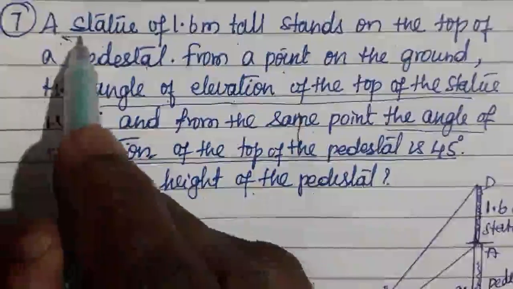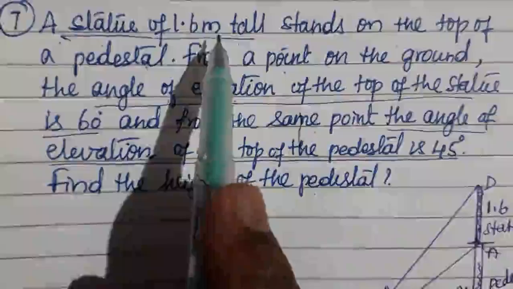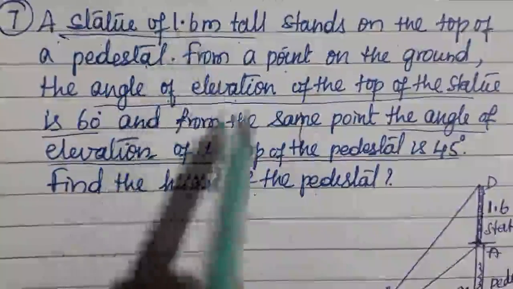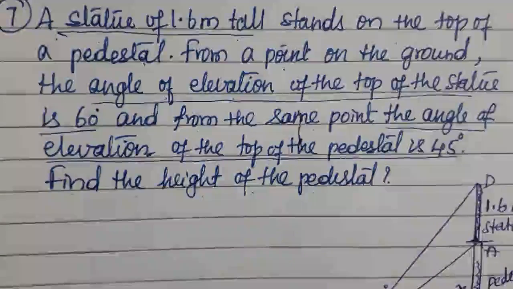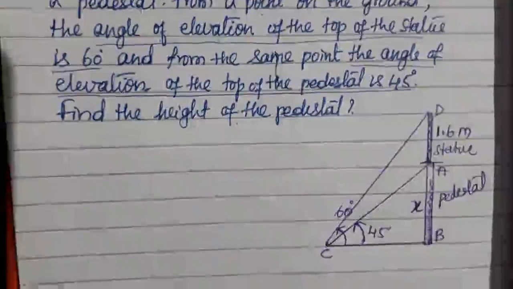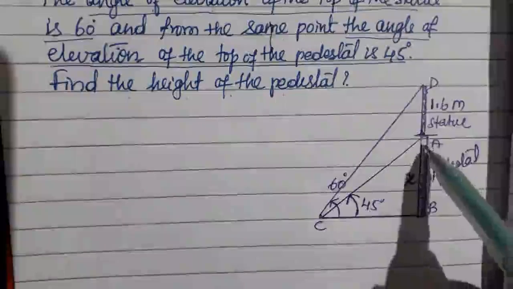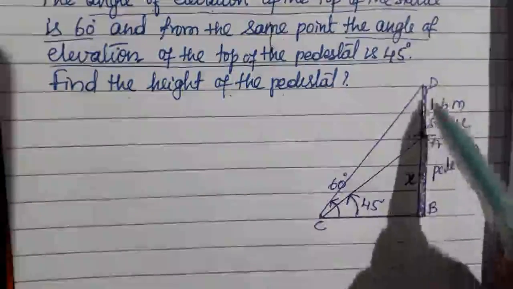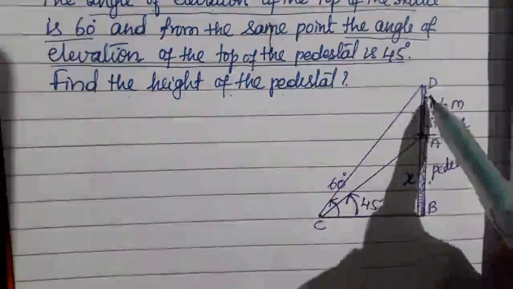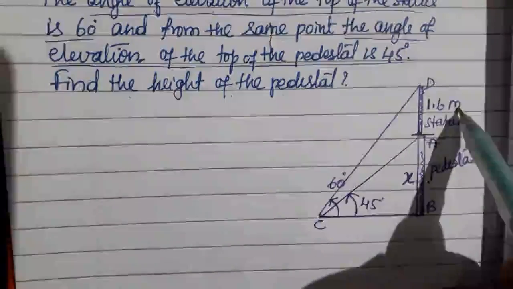So here the statue height is 1.6 meter tall, which is installed on a pedestal. Using these three, we have to construct a diagram. So now the diagram is like this. This is the pedestal on which the statue is placed. This pedestal height we don't know. I'll take it as x. The statue height I know. AD is the statue height, 1.6 meter.